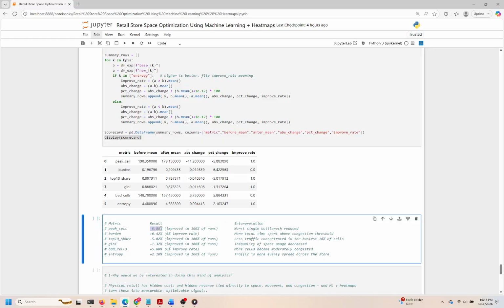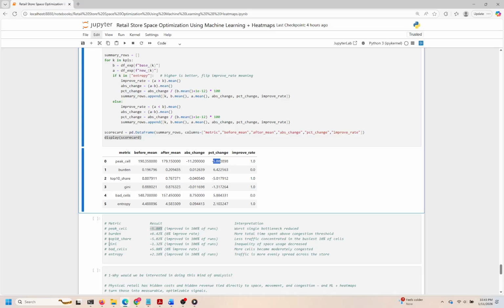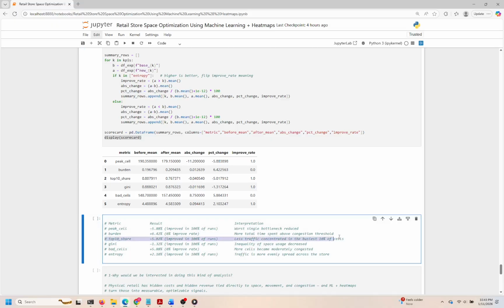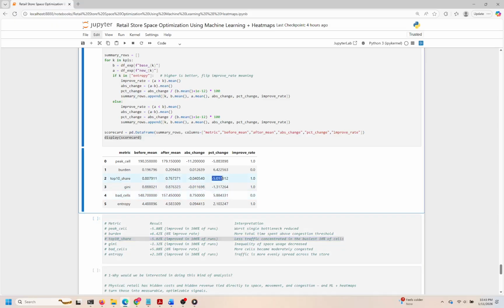This highlights a critical issue. While we've reduced specific bottlenecks, it may have inadvertently led to a greater total time spent above the congestion threshold. Next, we observe the top 10 share, reporting a 5% improvement and indicating that traffic is less concentrated in the busiest cells. This is vital because a more even distribution can often lead to improved overall performance and efficiency.